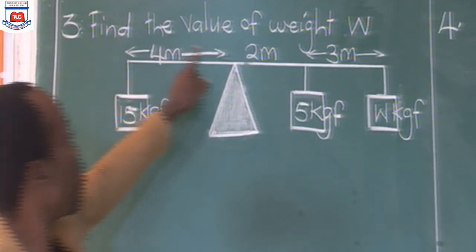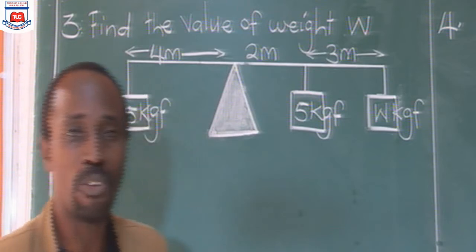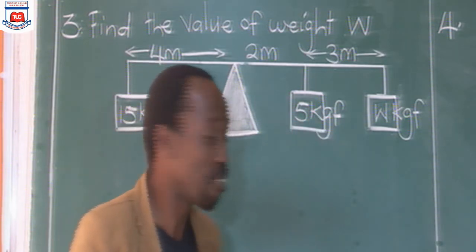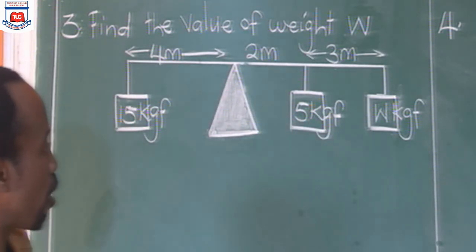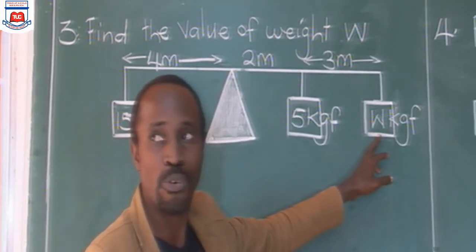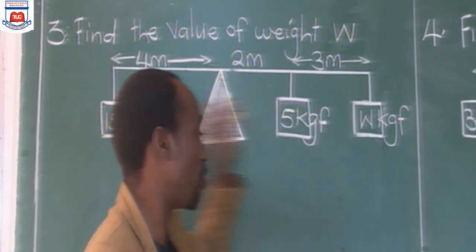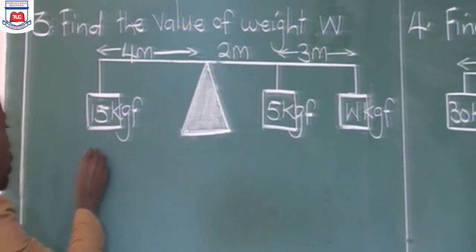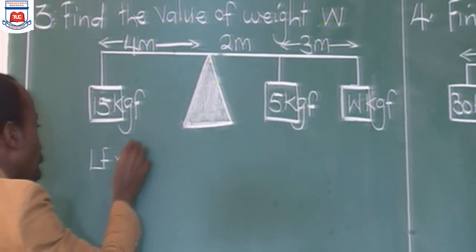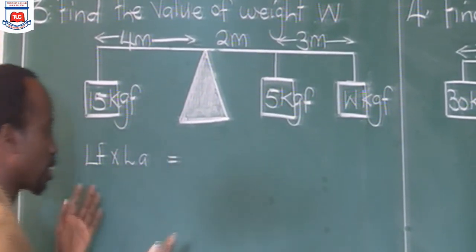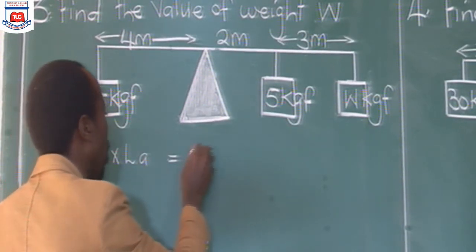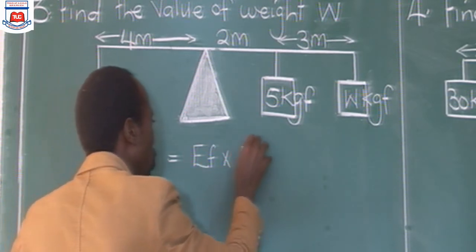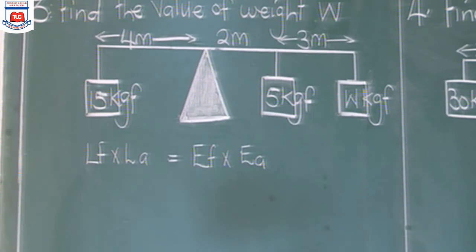It states that find the value of weight W. Now, you realize in the previous example, we were looking at distance. In this case, things have really changed. We are looking at the effort force 2. We have to calculate what effort force 2 is. All right, let's go ahead and state the principle of moment: the load force multiplied by the load arm. Always state that, it does no harm. All right, then effort force times effort arm. As simple as that, okay?